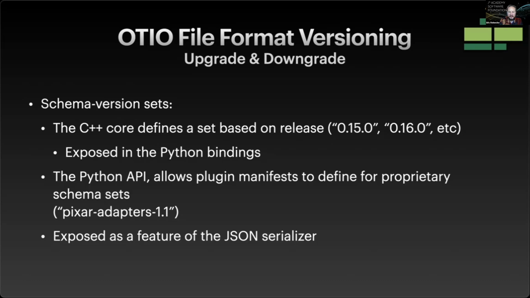You interact with version sets in a few core ways. The C++ core comes with schema sets corresponding to the SDK version where the combo first appears. We expect these to be the most used ones. Python users can use plugin manifests to define a proprietary schema set for use in their pipeline. This is useful if you have custom schema plugins that you've defined and you're using throughout. And then finally, the JSON serializer allows you to provide a schema set when you're writing your OpenTimelineIO JSON. Next slide, please.